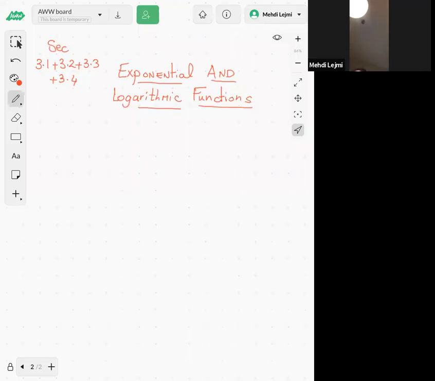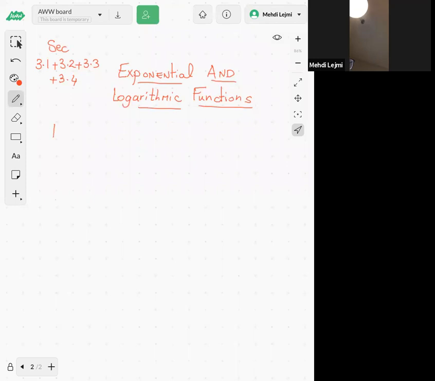Now, let's start with the exponential. What's an exponential function? I'm going to start with the definition, give you a couple of examples, and then we're going to study some properties of exponential functions. I'm going to explain some properties of the graph of the exponential. But as I said, we'll be really interested in how to solve exponential equations. All right, so let's start with the definition of exponential.